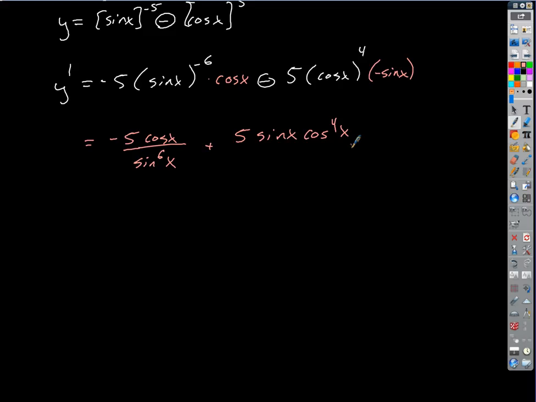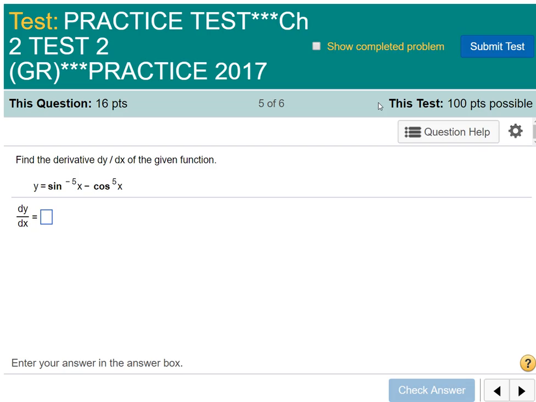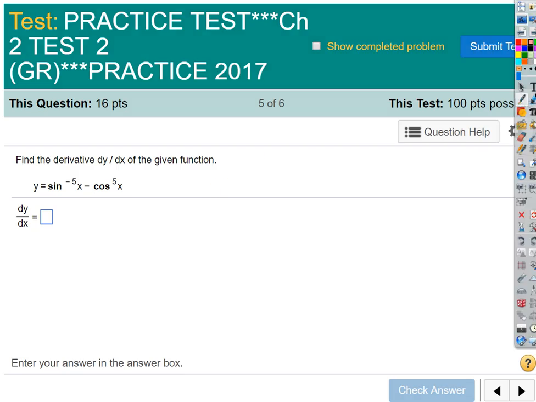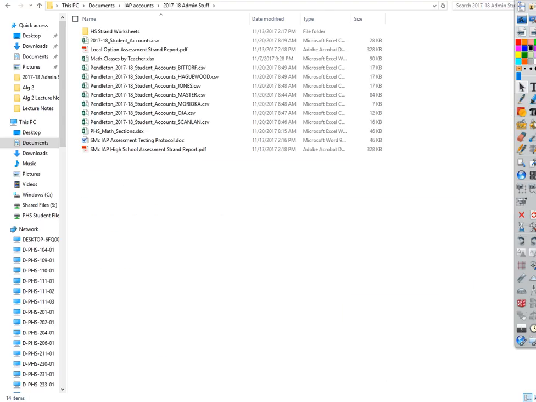We could, if we want to, take out a sine too. Should we just see, I'm just curious, what do the directions say on these? Are they asking you to simplify this too? Find the derivative. Should we just put this in? I'm curious what happens if we just put this in. It'll work. Sure.